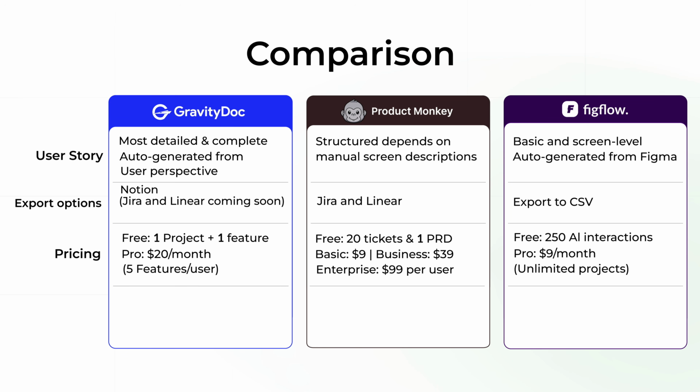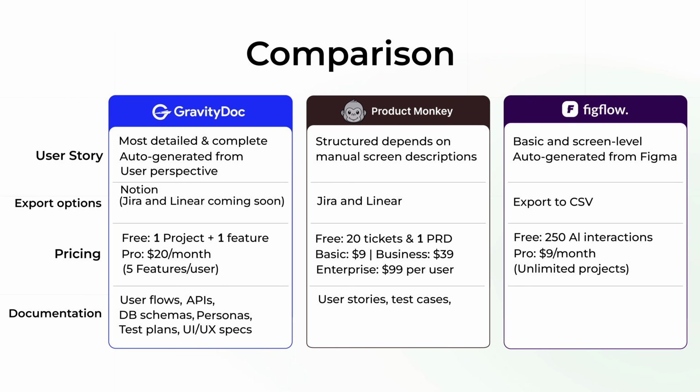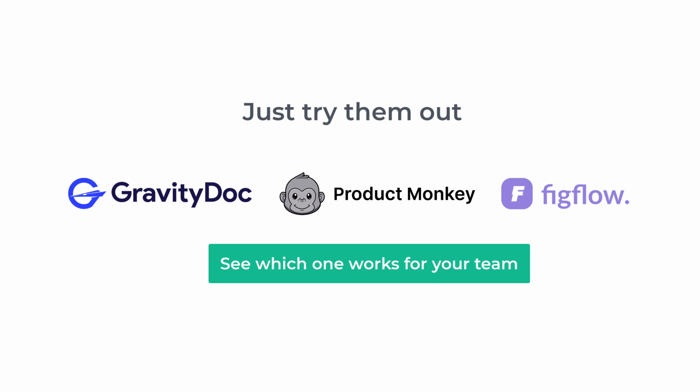Finally, let's look at the type of documents each tool can create. GravityDoc is the most complete. It generates user flows, API docs, database schemas, user personas, test plans, and even UI UX specs. ProductMonkey focuses on core product docs, user stories, test cases, PRDs, and feature specs. Figflow gives you the user stories, test cases, personas, and something they called info bases, which help organize screen level details. Just try them out and see which one works for your team.